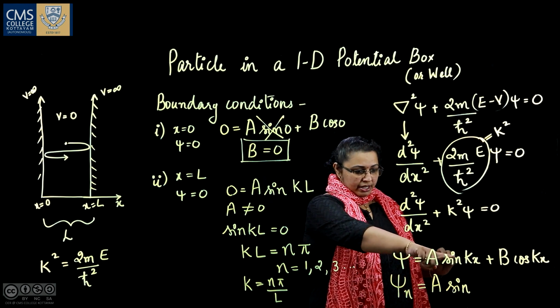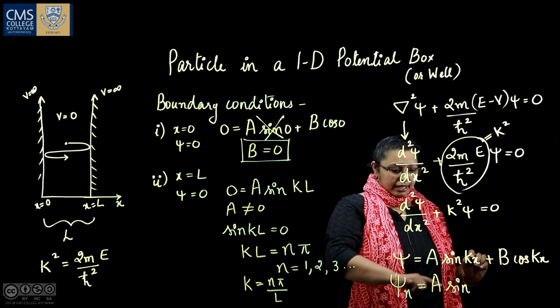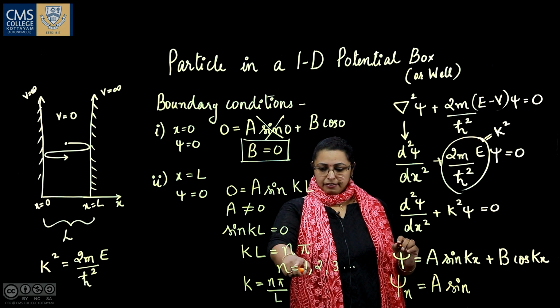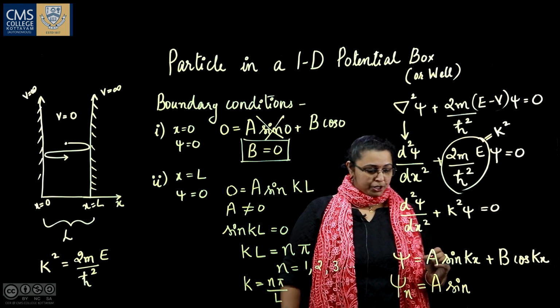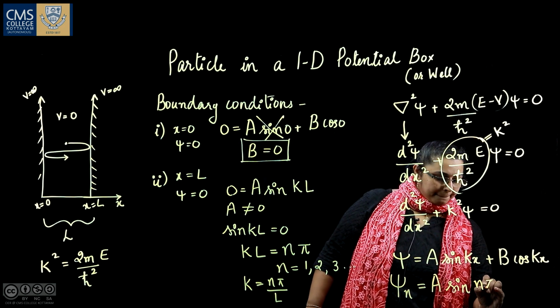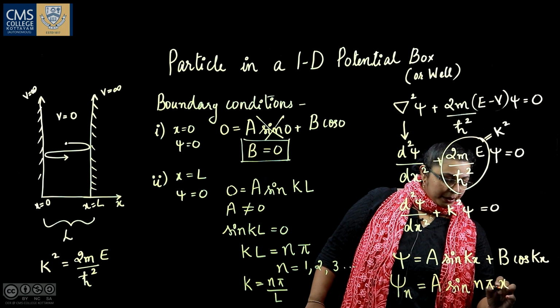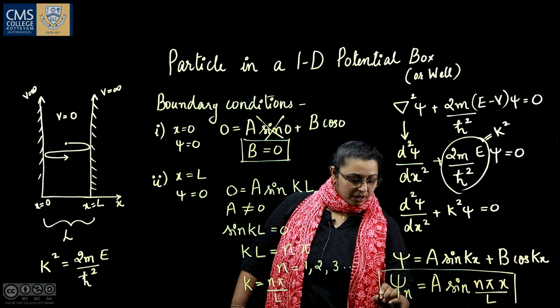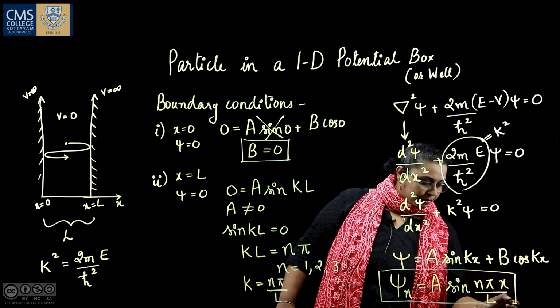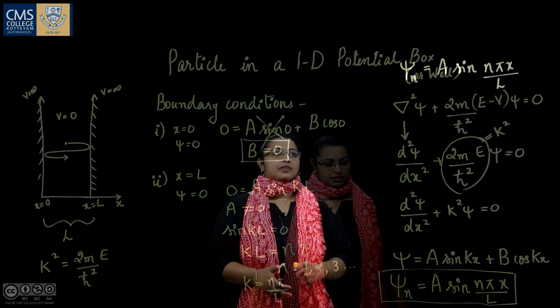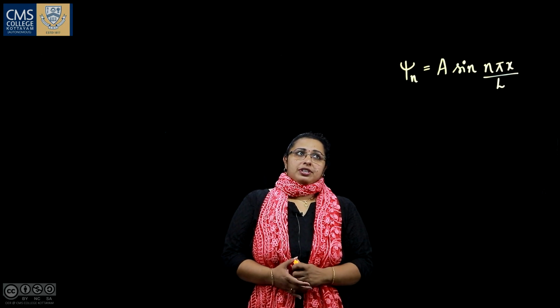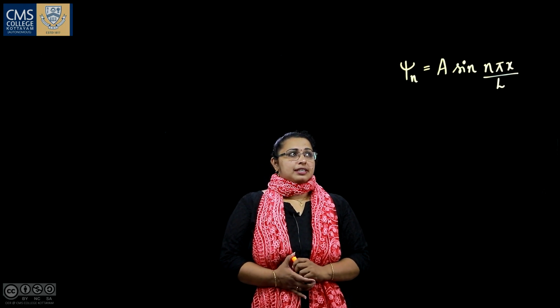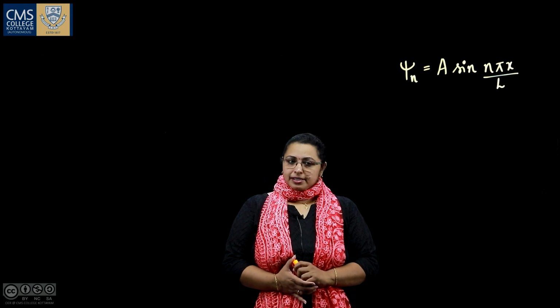x. Because you are generalizing it, you should not take L, you should take x itself, but for the value of k, you substitute it as n pi by L. So this is the value of our wave function. We have got the wave function as psi n is equal to A sine n pi x by L. Is it complete?